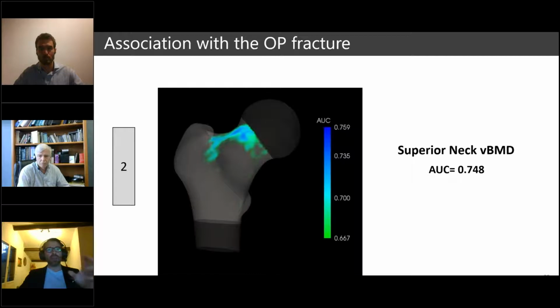To illustrate that, you can see here the local mapping of the area under the curve, the values for each voxel in the proximal femur. You can see clearly that the superior part of the neck is an interesting region to consider when talking about neck fracture discrimination, or to evaluate the risk for neck fracture. And this region, we have observed in this study, is consistent with the regions obtained from the biomechanical experiment.